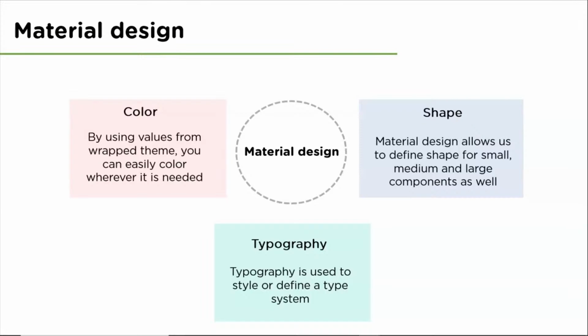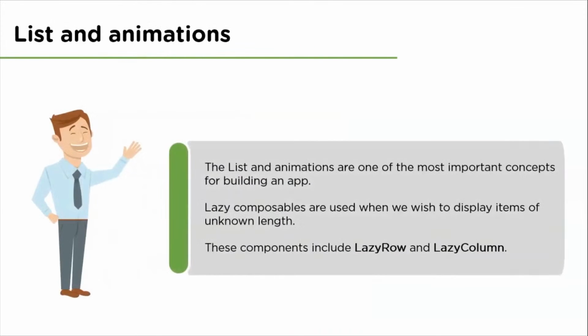Now, coming to the next topic, which is lists and animations. Lists and animations are among the most important things for building an app. We have already discussed Row and Column earlier. Here, we will discuss lazy composables. Lazy composables include LazyRow and LazyColumn. The LazyRow makes a horizontal scrolling list, and the LazyColumn makes a vertical scrolling list.